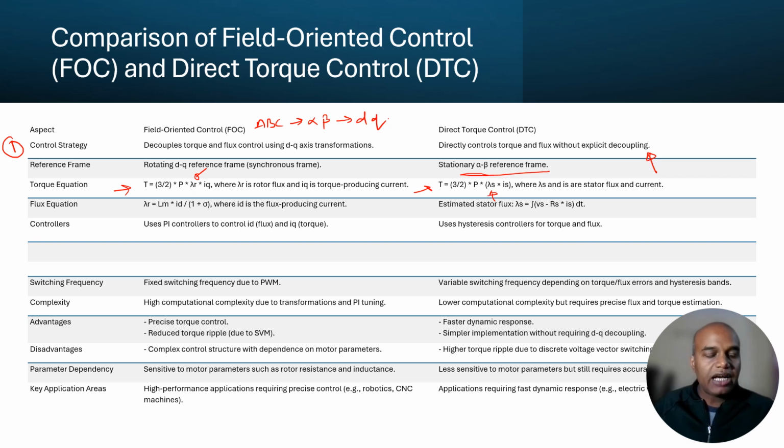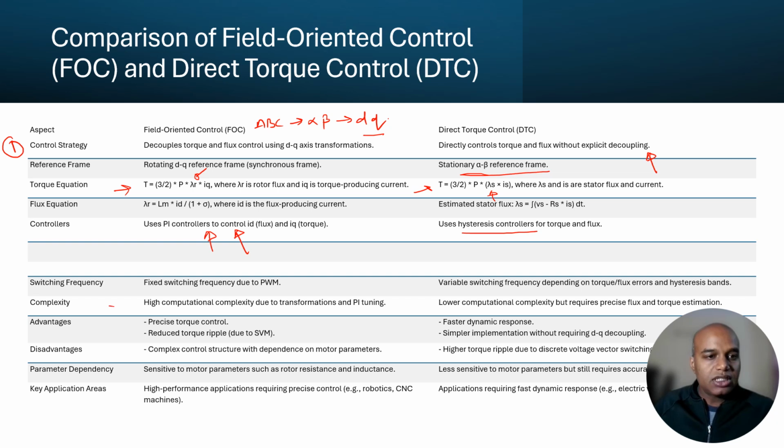As for the controller, we have seen that in FOC, after the transformation to the DQ axis, the quantities are seen as DC quantities. So a PI controller is implemented to control my motor torque and the flux. Whereas in DTC, the hysteresis controller is used, which checks the error. If it is within the band, then no switching will happen. If it is beyond the defined band, then the switching action takes place according to my lookup table.